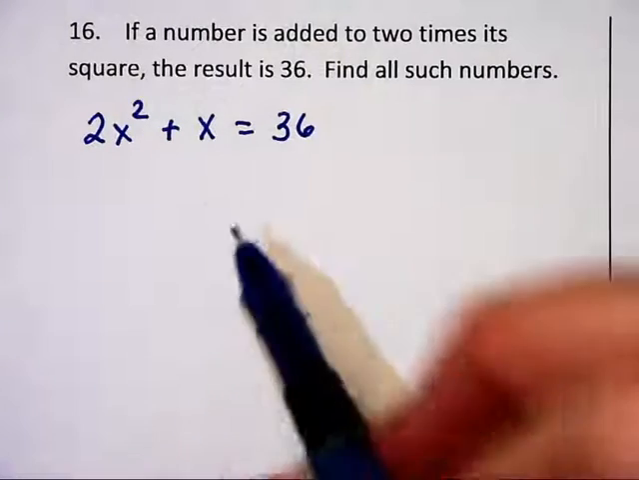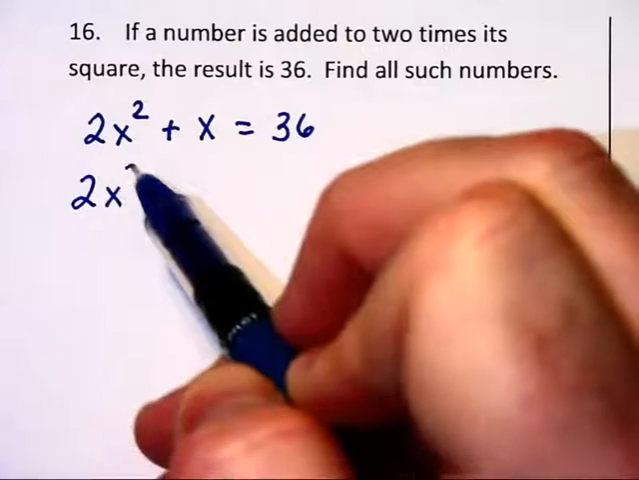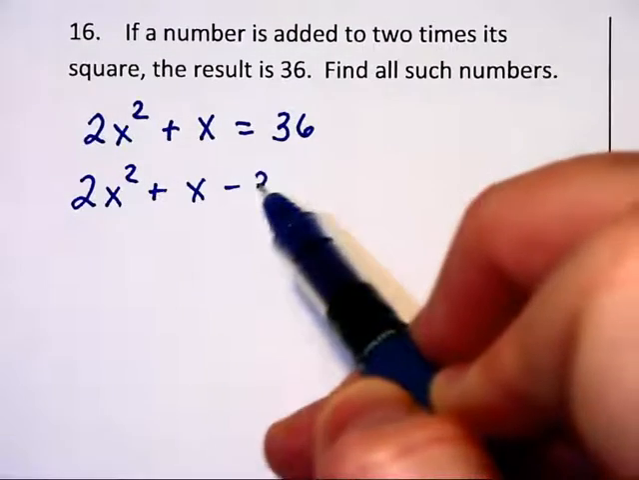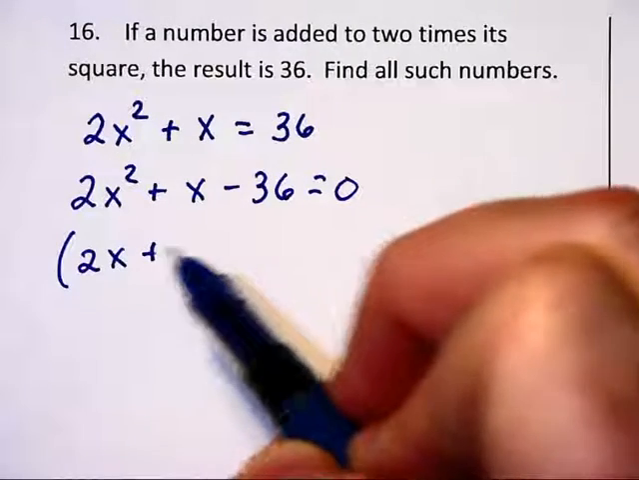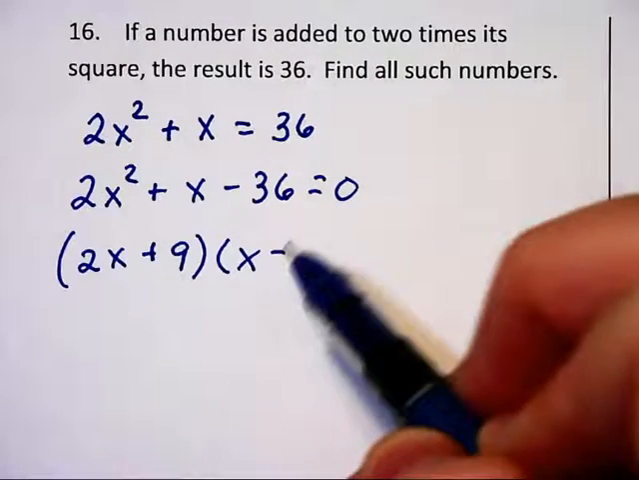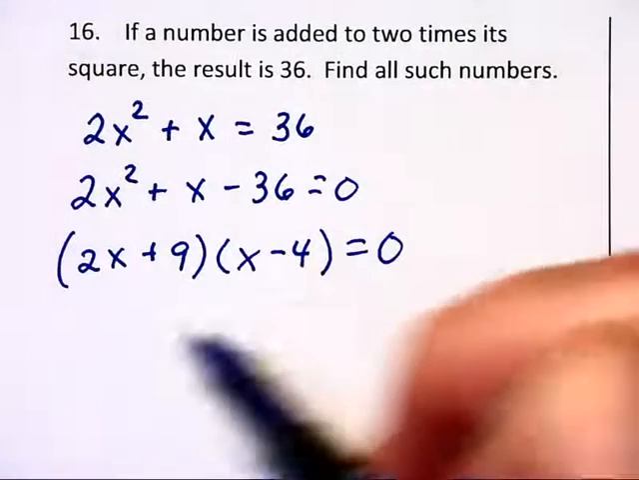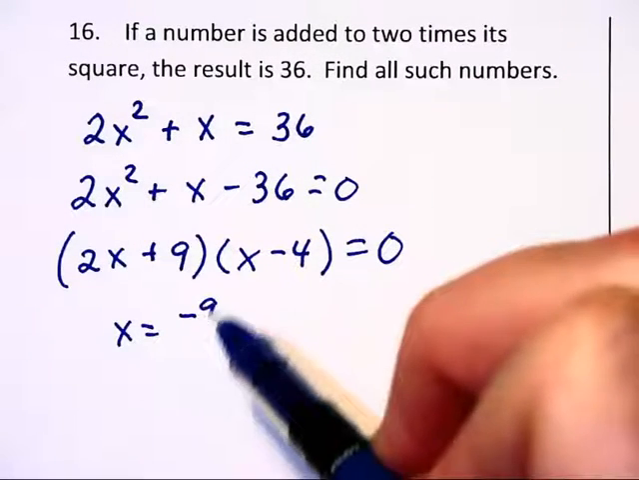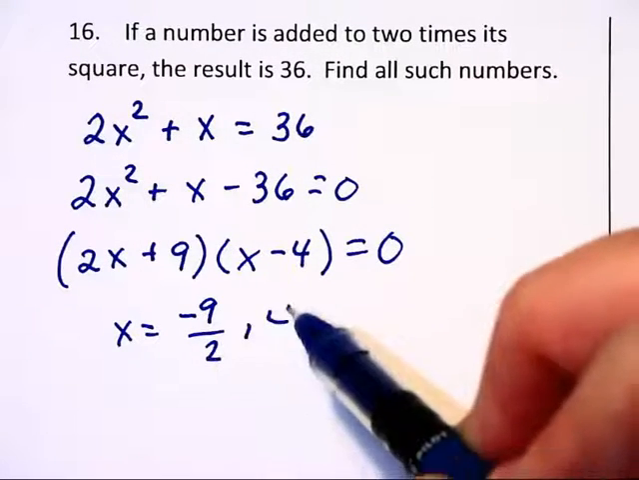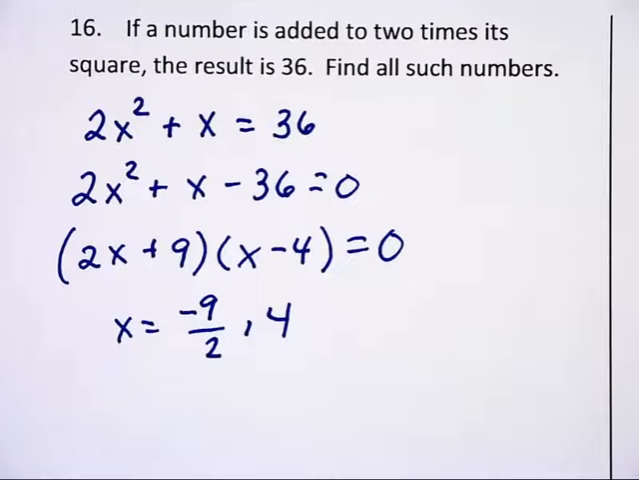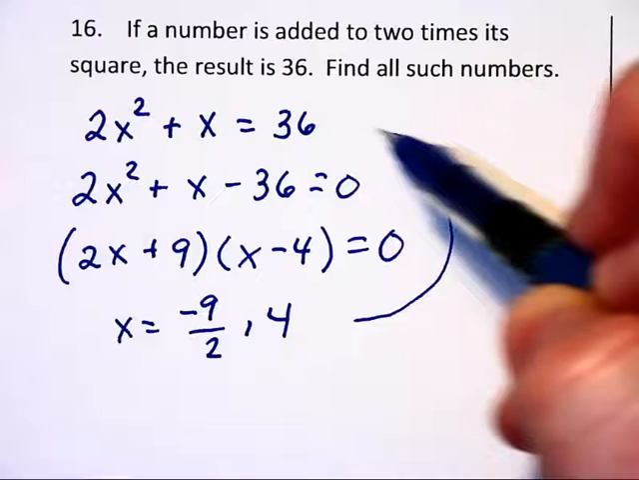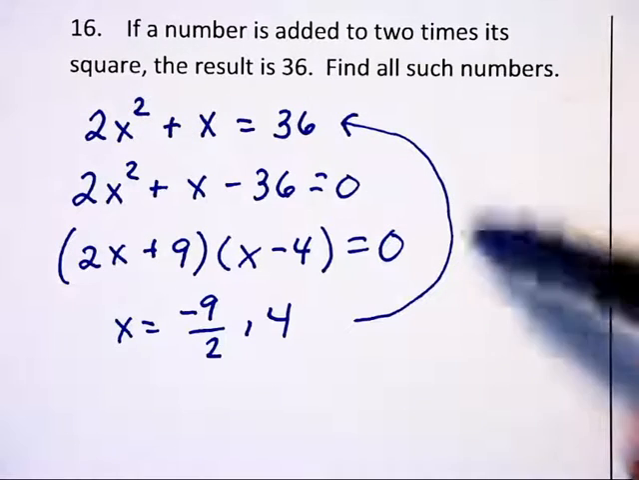Now this needs to be set equal to 0, so let's subtract the 36 off of each side of the equation and factor. That gives us 2x plus 9 times x minus 4 is equal to 0, and therefore x will equal either negative 9 halves or positive 4. Find all such numbers. Who said they have to be integers? It's perfectly fine to have rational solutions. Negative 9 halves will work if you substitute it back into the original equation or apply the word problem to it.